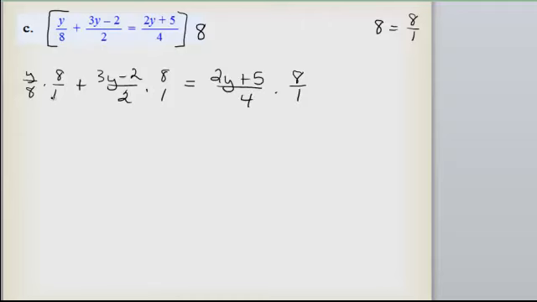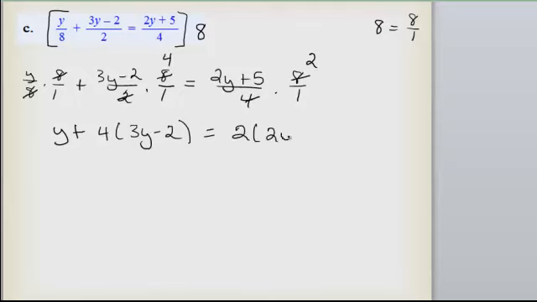Now, remember, whenever you multiply fractions, you can reduce them. 8 will go into 8 one time, you're just left with a y. 2 will go into 8 4 times, and you're left with 4 there, times this 3y minus 2. And 4 will go into 8 2 times, so you have 2 times this 2y plus 5. Now this looks like an equation that we're used to.